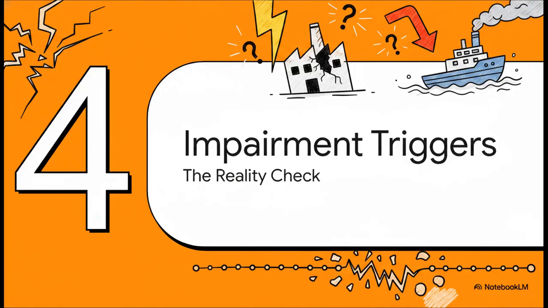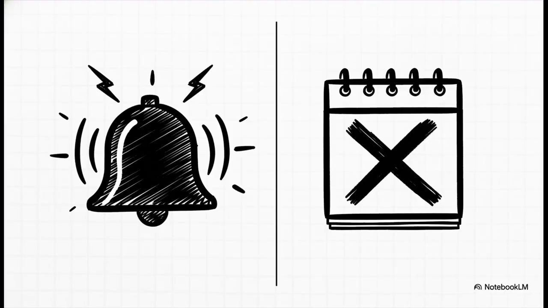Section 4. Impairment triggering events. The reality check. The tone really shifts right here. We're moving away from routine, systematic planning into what happens when things suddenly go wrong. Impairment testing is not an annual chore. It is triggered only by specific events or changes in circumstances.